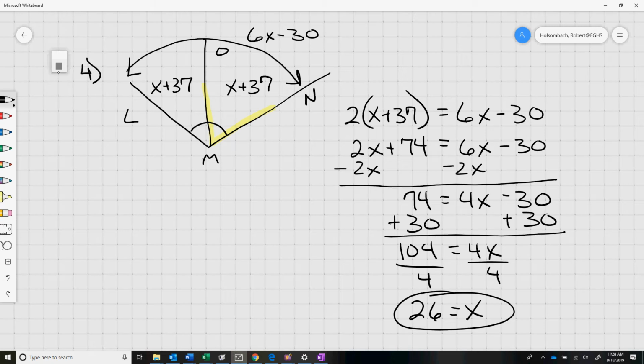If 26 is equal to x, you can take 26 and add it to 37 right here. And 26 plus 37 is 63 degrees. So the measure of angle NMO is 63 degrees.